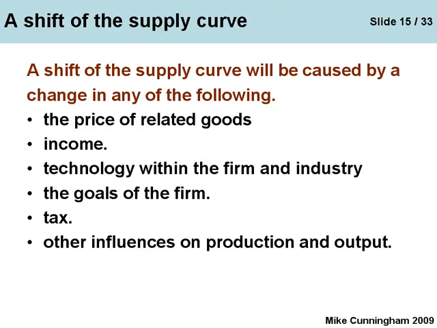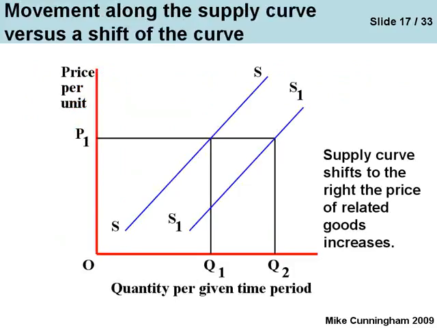Let's look at each one of these in turn, just very briefly, to show how it works. Let's start with the price of related products. Now, the point here is that the supply curve will shift to the right if the price of related products increases.